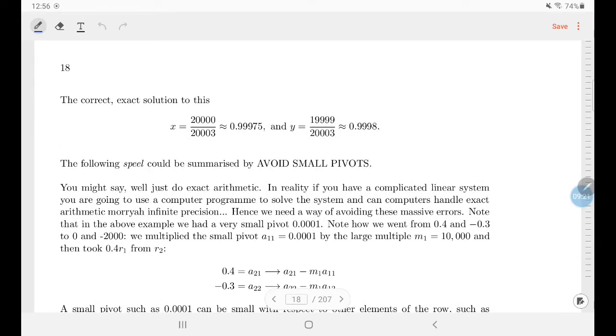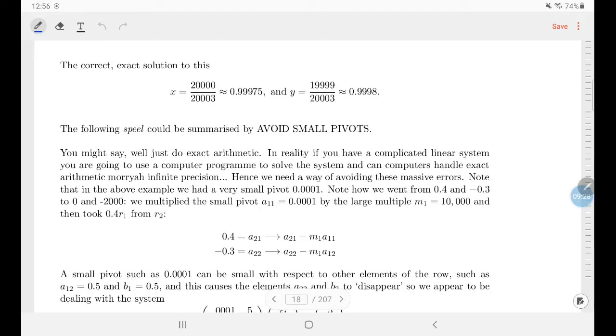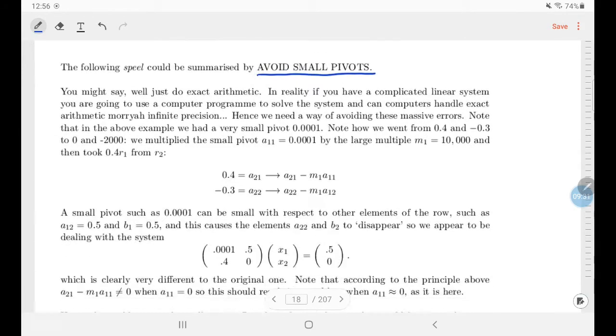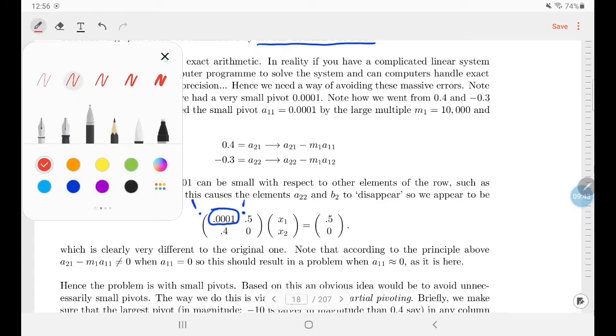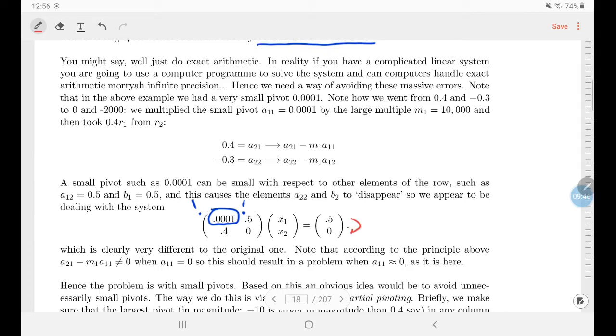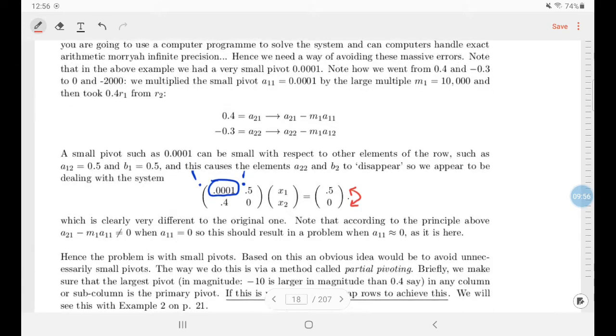There's a big spiel here that I don't really want to go through, but you can read it if you want to understand what's going on. You avoid small pivots. So when you see this when you're rounding, this should be sending off alarm bells. What you do to not have the problems that we saw is swap the two rows. If you swap the two rows, you won't be dividing by a very, very small number, and you won't see the same problems.